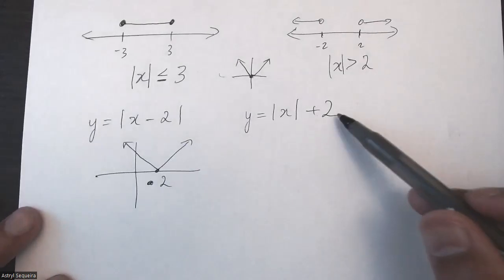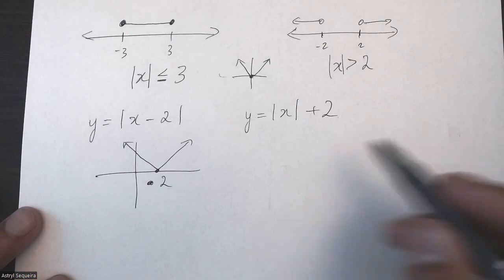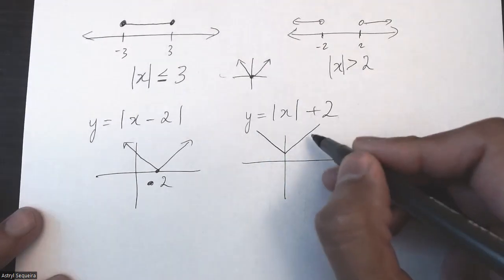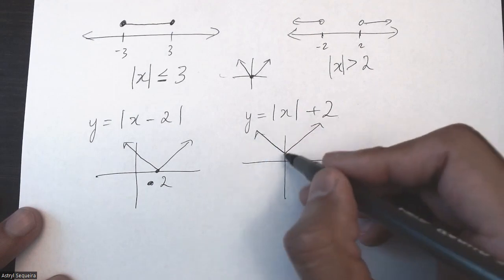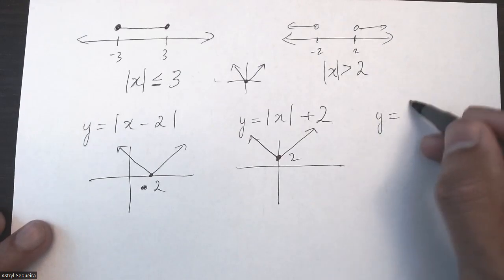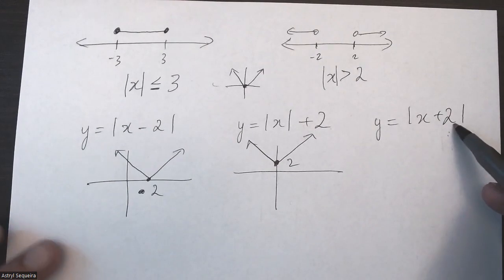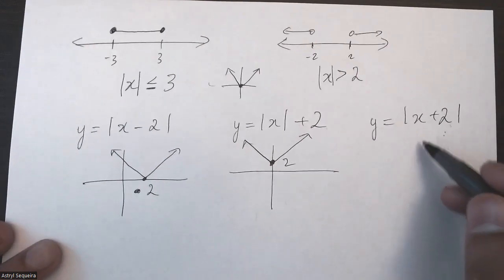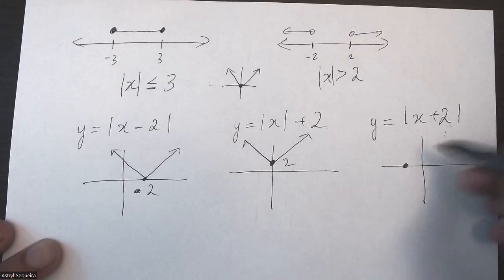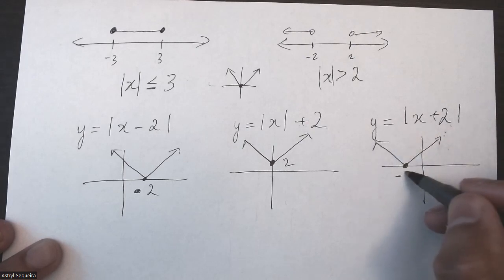So since this plus 2 is outside the absolute, it means it's being shifted up or down. If it's positive, it means it's shifted up. So it just looks like that. Y equals absolute x plus 2. Over here, it's inside the bracket again, which means it's left or right. And if it's plus, it means it's left 2 units. So it's just over here. -2.